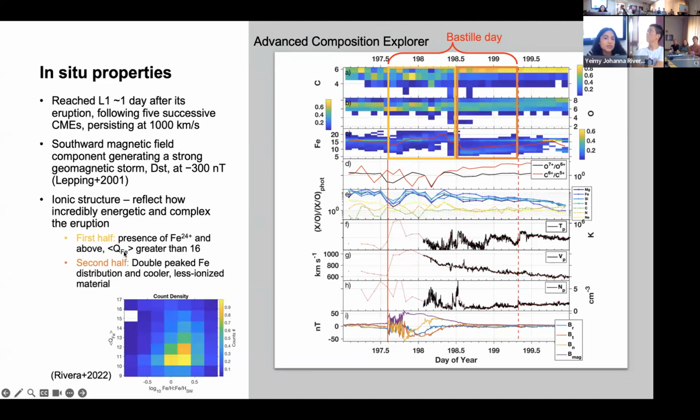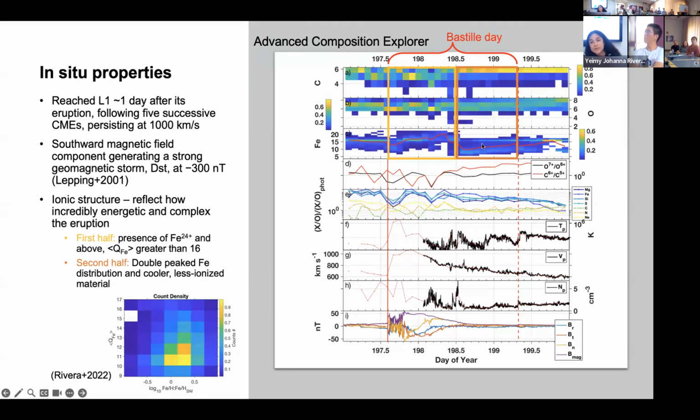The average iron charge state, which is a typical value that we use to characterize the ionization degree of plasma, oscillates around 16 or so. Just as a reference, down here is a plot where I've taken an entire solar cycle's worth of CMEs and plotted them up. The typical average iron charge state of CMEs is generally below 13, I would say 14. So this is highly ionized plasma.